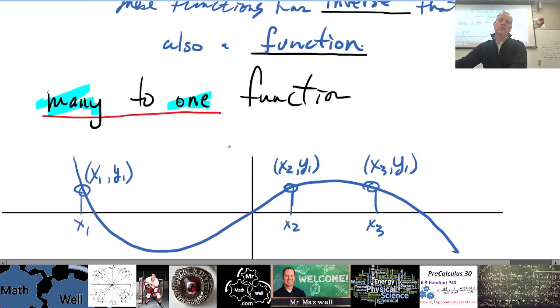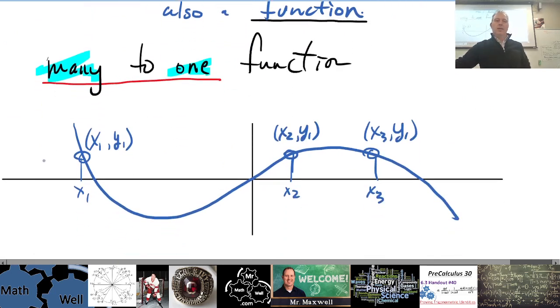Many-to-one functions would be like this. So check this out. I have a y value, y1, that is the same y value for many x's, yet this is still a function. So this is an example of a many-to-one function. This x has y1 as a partner. This separate x has y1 as a partner, and this third x here has y1 as a partner. That's called a many-to-one function.